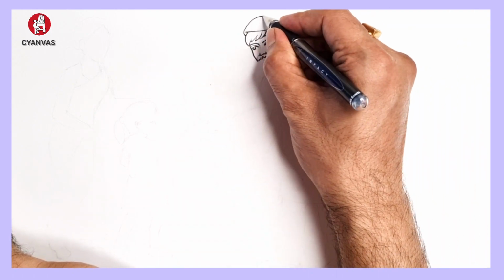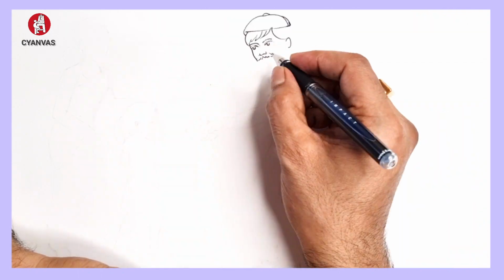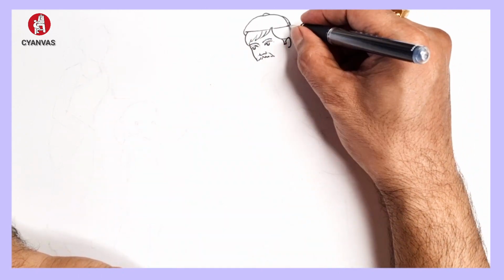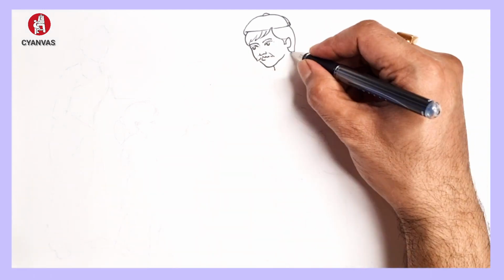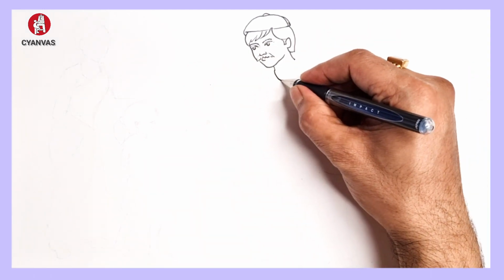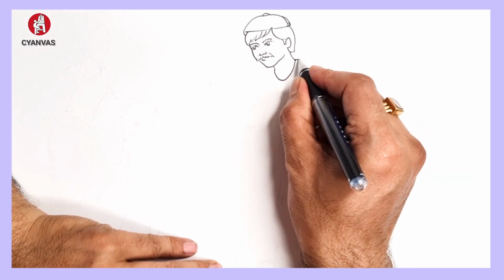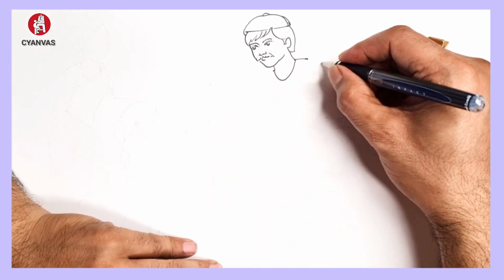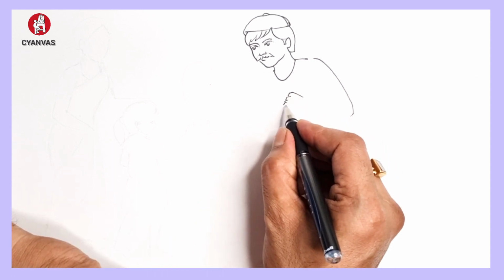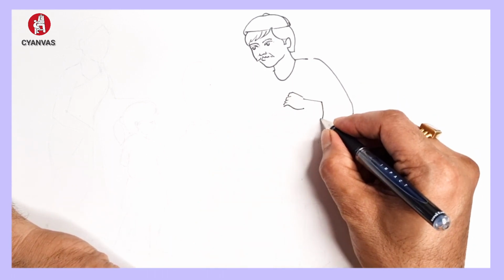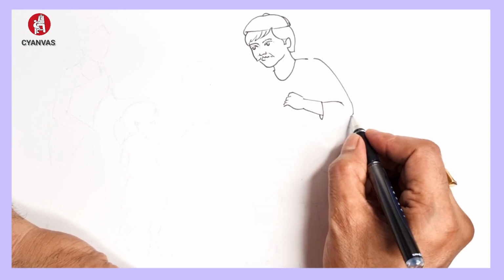At first we have to complete his face properly. See the face. After that we can draw his body. So friends, see here I'm using a black pen or black sketch pen, but if you don't use it, it's better for you because here you can't erase the lines.